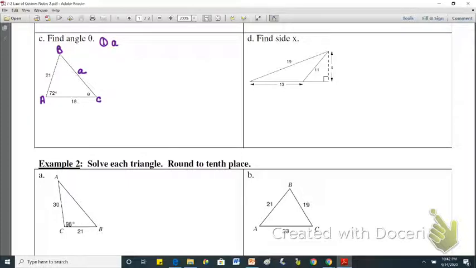So I'm going to use the equation A squared equals B squared plus C squared minus 2 times B times C times the cosine of angle A, which was 72 degrees.